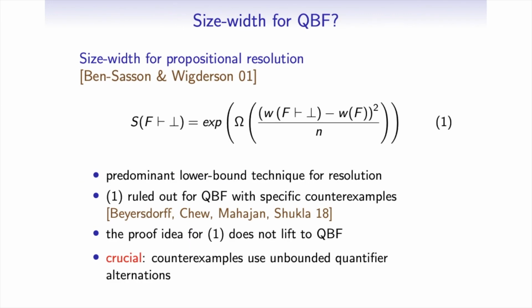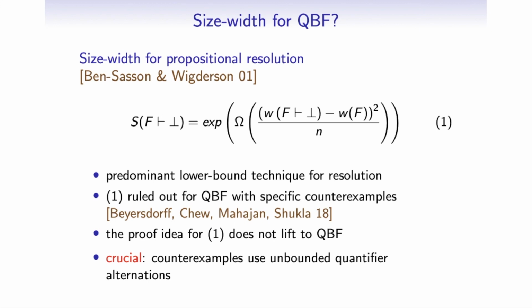Now, size width for QBF has been investigated based on the original relation from the propositional world. So that's this here. This is the relation which relates the size and the width in propositional resolution. But actually, this relation has been completely ruled out for QBF. This doesn't hold in the QBF world. The actual proof idea used to prove it doesn't work. And crucially, the counterexamples which show that this relation doesn't hold all use unbounded quantifier alternations.